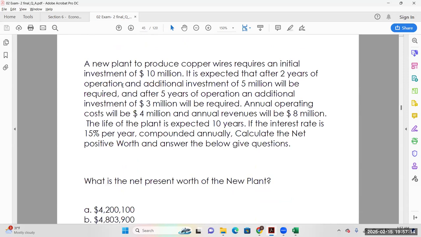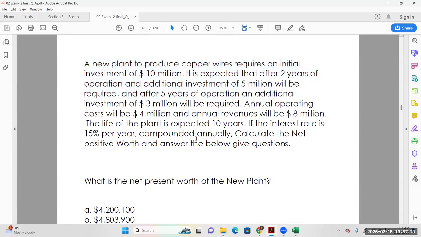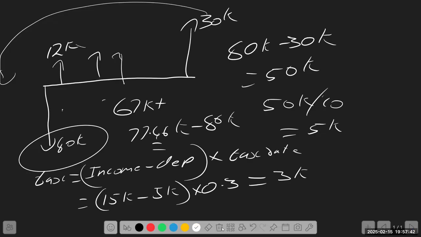Okay, can you see this question? A new plant to produce copper wires requires an initial investment of 10 million. After 2 years of operation, an additional investment of 5 million will be required, and after 5 years of operation. Here, all are different cash flows, right? Yes, we'll make our cash flow diagram and then we'll change it all to present. Initially, 10 million.